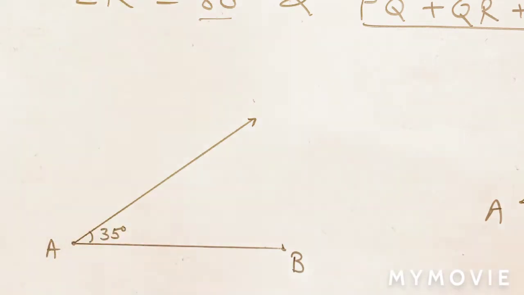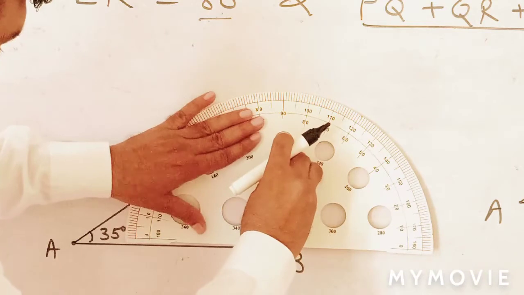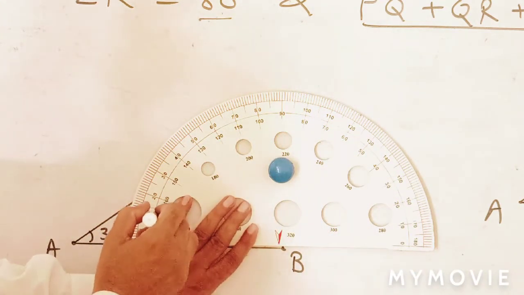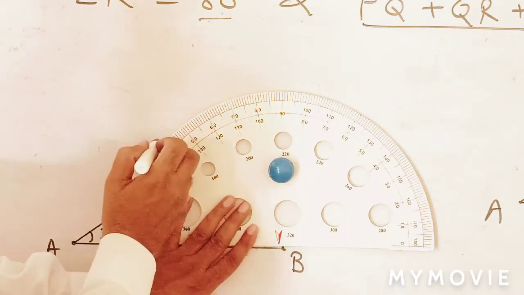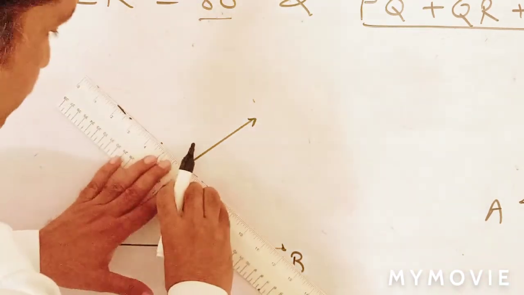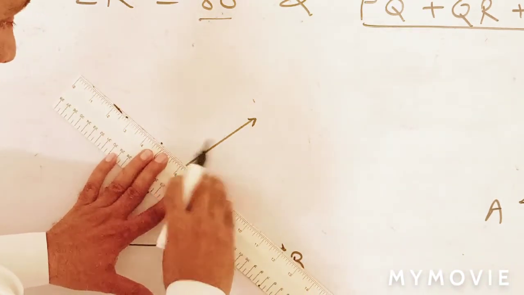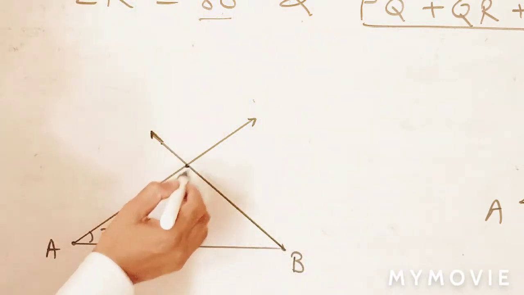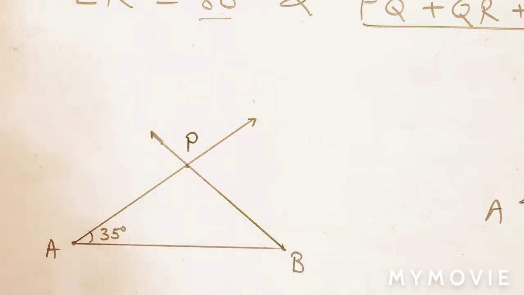After that, half of R is 80. Half of 80 means 40. We have to draw at point B. Now at point B, angle B 40 from the left side. 40 will come here. First mark a point and then draw a ray from B. Both are intersecting at this point and it is the first vertex, meaning point P here.